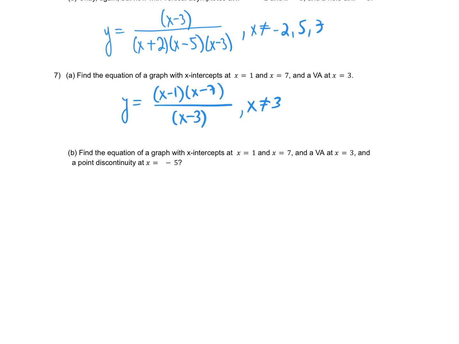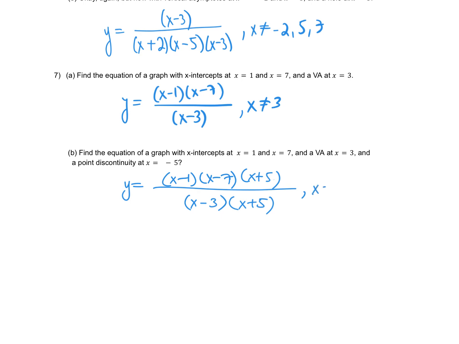The final one is the exact same thing, but we have this additional point discontinuity at x equals -5, which is just another way to say a hole. So give the video a pause, try it out, come back and check your work. Okay, so same thing as before, but I just added that x plus 5 bracket for the hole, and then I'll have that additional restriction.